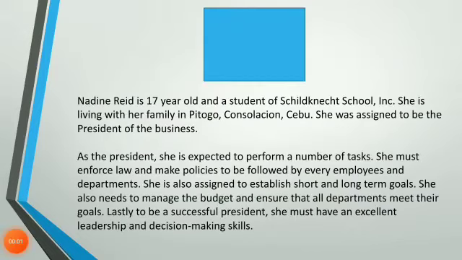Now we have here an example of a business proponent. So the box at the top, actually, you must have a 2x2 photo. And then below, you provide at least a brief introduction or brief information about that business proponent. Like for example, in the picture, it's Nadine. So Nadine Reed is 17 years old and a student of Shiltnack School Incorporated. She is living with her family in Patogo, Consolacion, Cebu. She was assigned to be the president of the business. So basically, that's just brief information in your first paragraph.